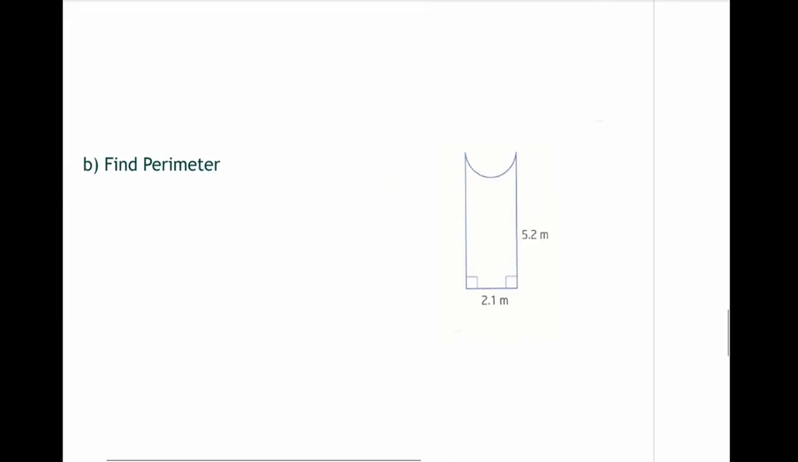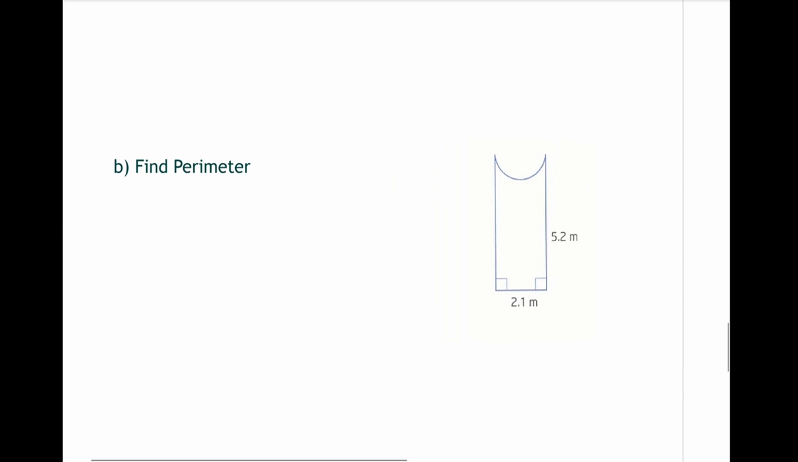The second part is finding the perimeter. Again, it's going to be the same idea. I need to find all my lengths. So because it's a rectangle, I know that the opposite side of this is the same. I just need to find the length of this curve, or basically half the circumference of a circle. And remember, the circumference just means the perimeter of a circle. I have half a circle here, so I just need to find the circumference of the entire circle and divide it by 2.